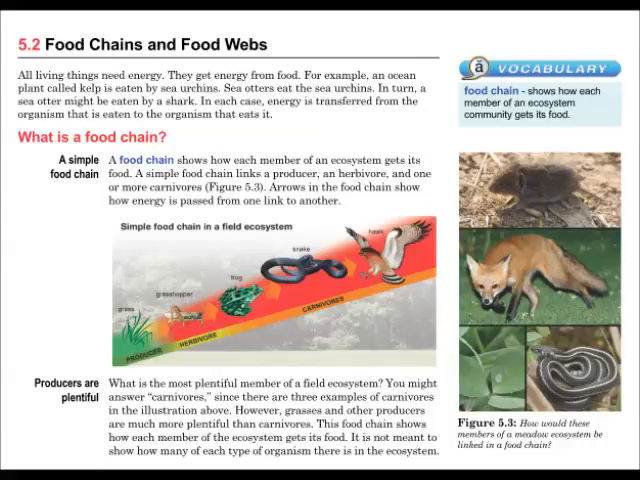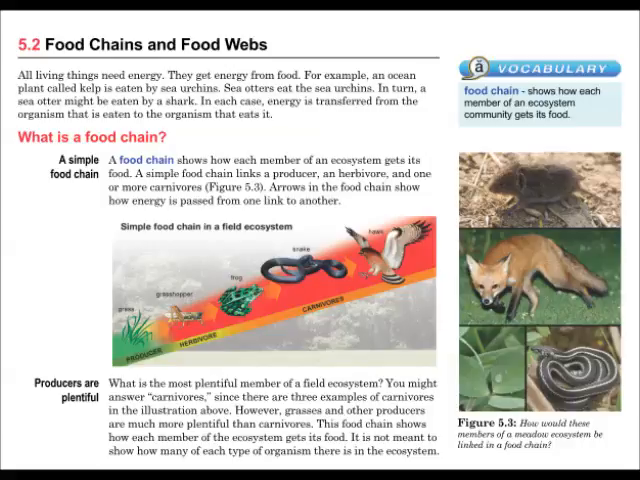What is a food chain? A food chain shows how each member of an ecosystem gets its food. A simple food chain links a producer, an herbivore, and one or more carnivores. Figure 5.3. Arrows in the food chain show how energy is passed from one link to another.